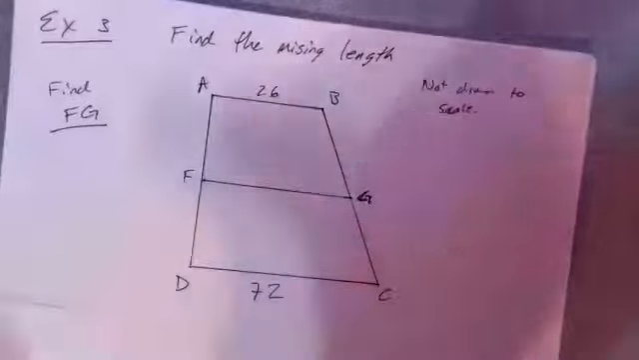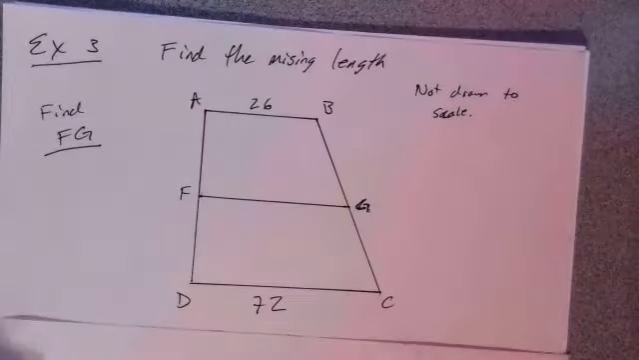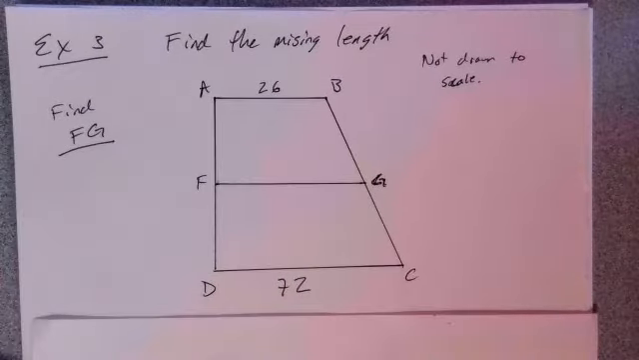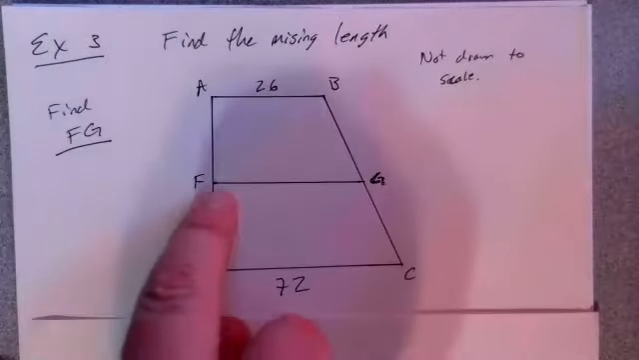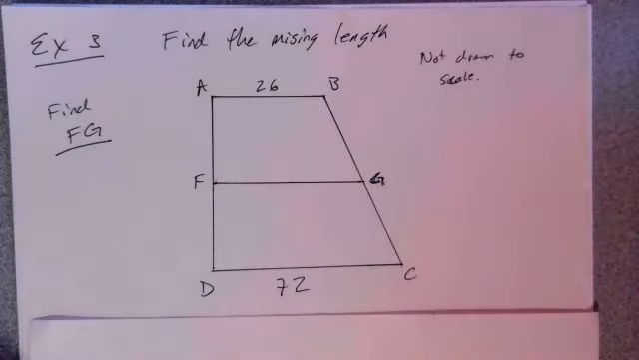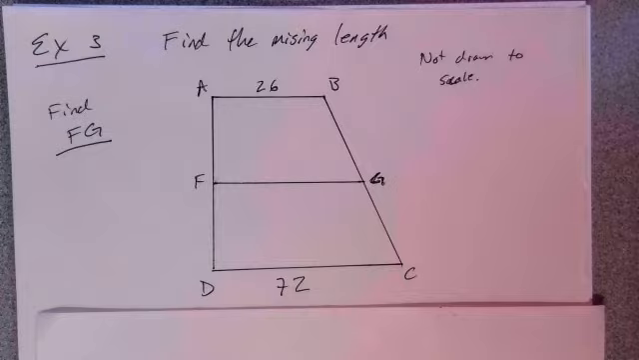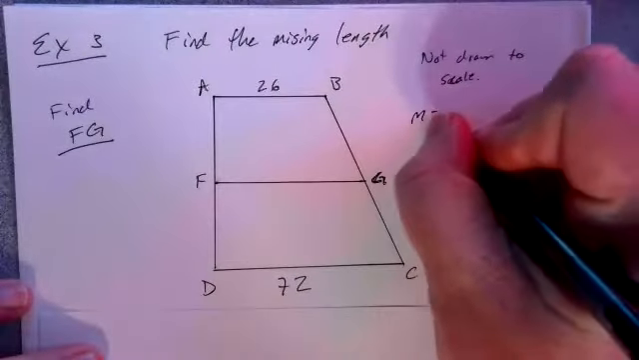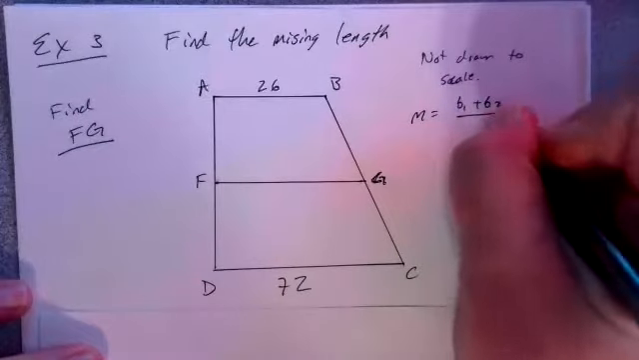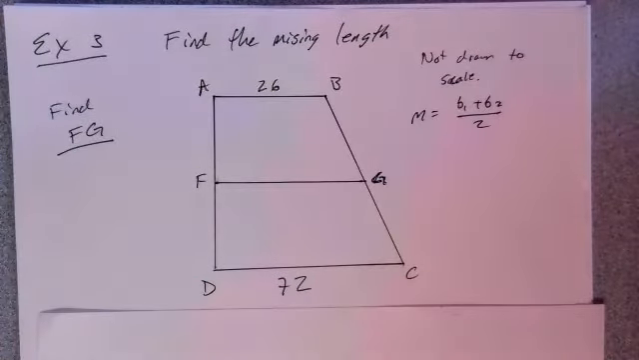All right, the next one that we have here, example number 3. Find the missing length. Here we need to find FG. FG is our missing length, so it wants to know what the mid-segment is. So which of our properties are we dealing with here? The property that says the mid-segment is the average of the bases. So I know that I'm going to be using the formula m equals base 1 plus base 2 divided by 2. That is the formula that we need to use.